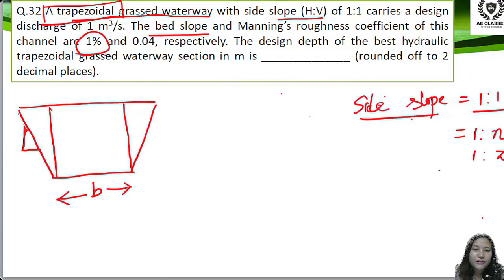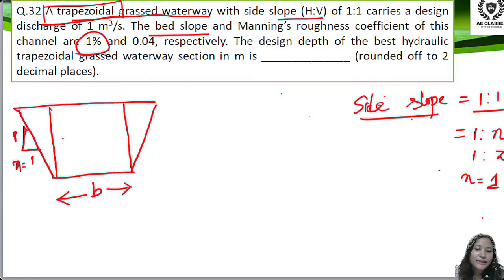Anyway, side slope here represents the slope of this side, the side of the channel. So this is given as 1:1. Here what is n? n is equal to how much? 1 only, isn't it? So n is equal to 1 here in this case. Okay, so n can be anything for another type of design for slope. It can vary for different designs as well.